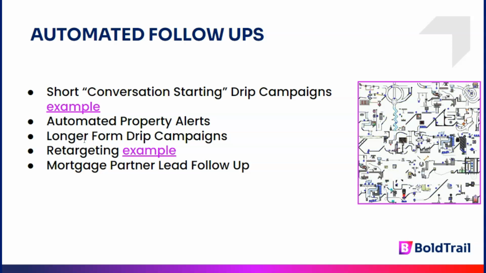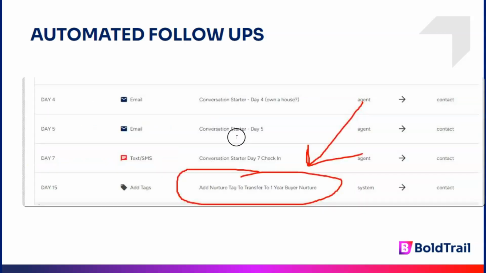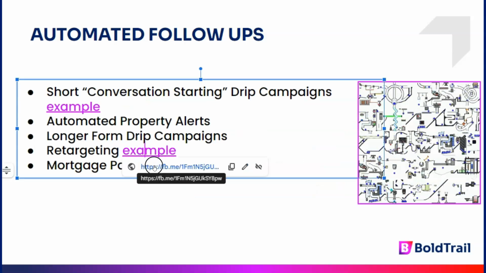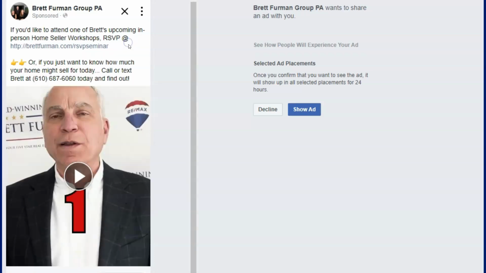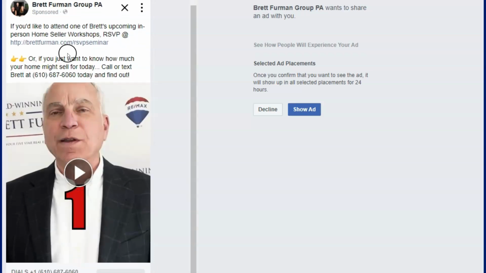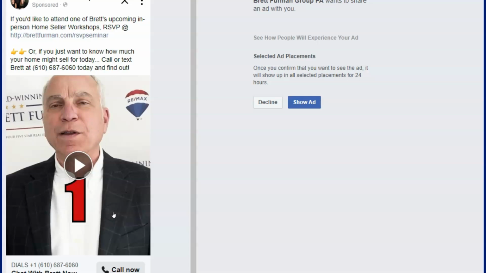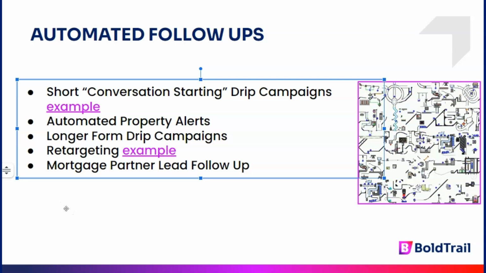On top of that, you can set up longer form drip campaigns. In our specific conversation starting campaign, we actually hand off to a longer form drip campaign at the end of that via tagging. You can also do more sophisticated things such as retargeting. This is an ad that Brett Furman in the Philadelphia suburbs is showing, where it's a video of him inviting people to one of his home seller workshops that are upcoming, and he gives his phone number. And this ad is showing to all of the leads that come into his funnel or visit his website, so that people can kind of engage with him further on Facebook. Of course, there are many channels you can retarget on.